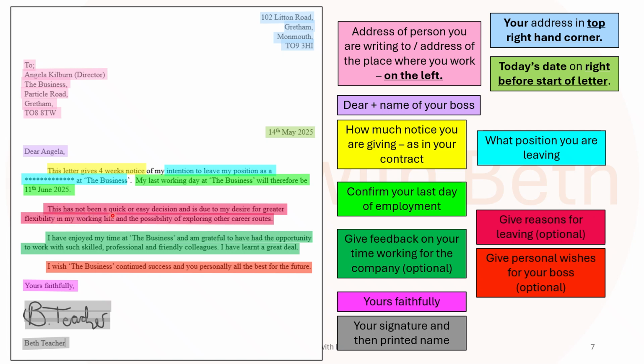This has not been a quick or easy decision and is due to my desire for greater flexibility in my working life and the possibility of exploring other career routes.